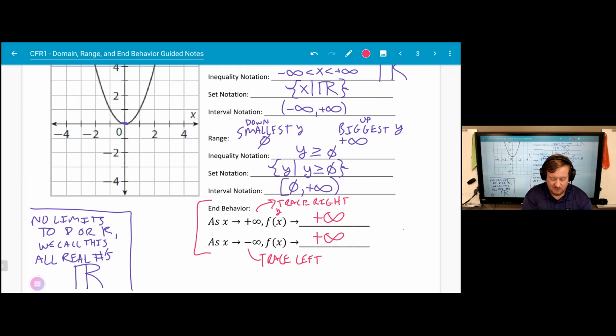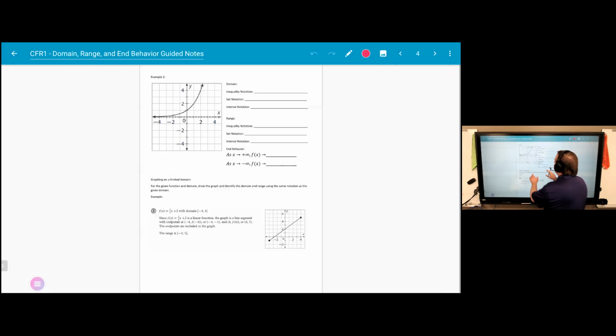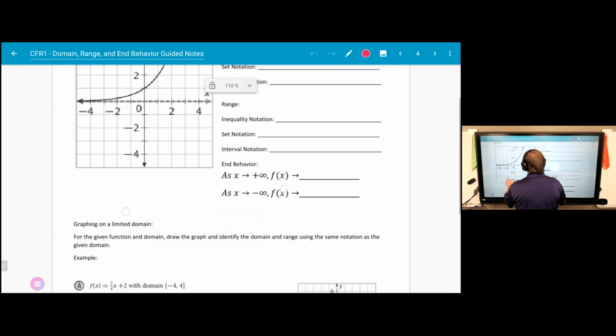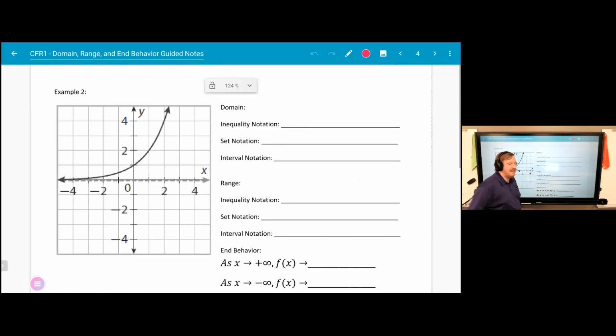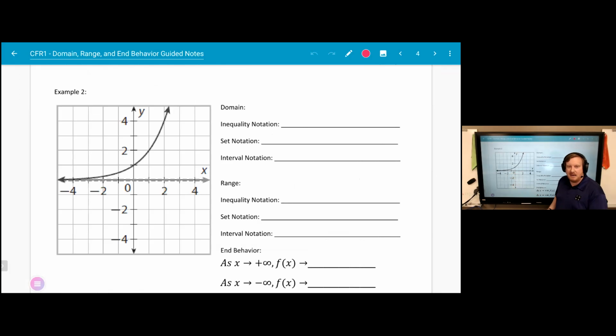Now that we've done one example, what about a second example? Well, I'm glad you asked. Let's do a second example here. Again, we're going to put everything together. We did domain and range in the first part, and we've just done end behavior. So if you need a refresher on domain and range, go ahead and look at that again. We can talk about it right now too.